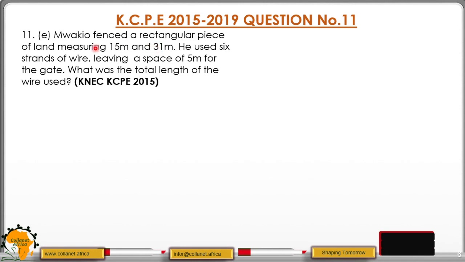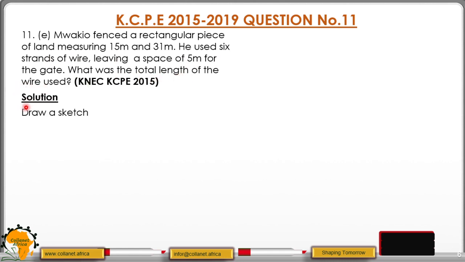Then we continue to question number 11, which was in 2015 KCPE. Mwakio fenced a rectangular piece of land measuring 15 meters by 31 meters. It is important to read keenly and also draw a sketch to make work easier. He used 6 strands of wire, leaving a space of 5 meters for the gate. What was the total length of the wire used?